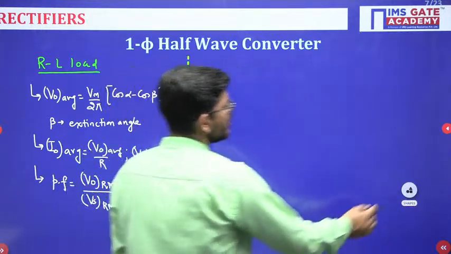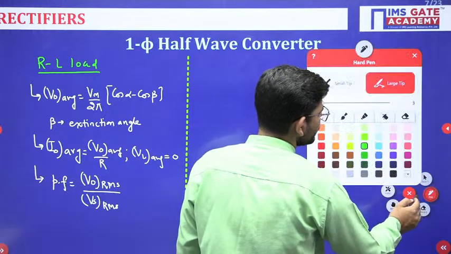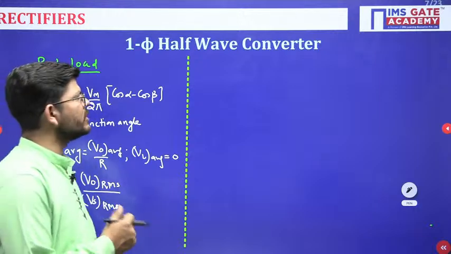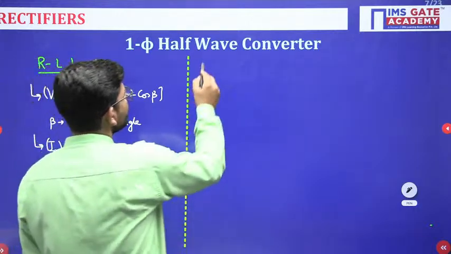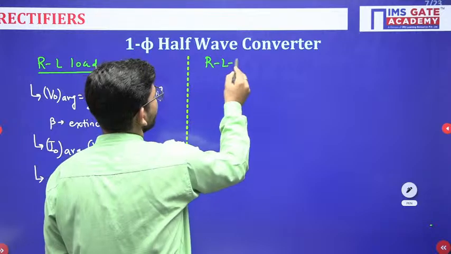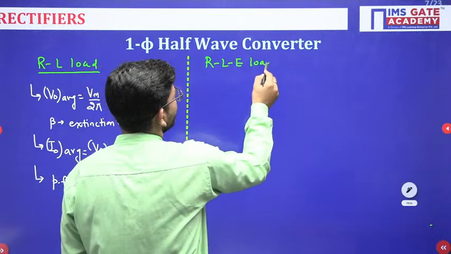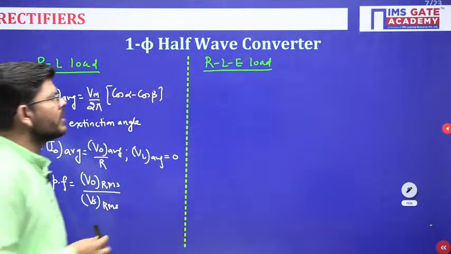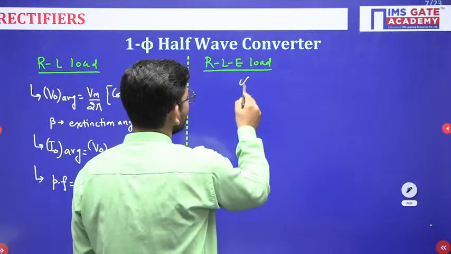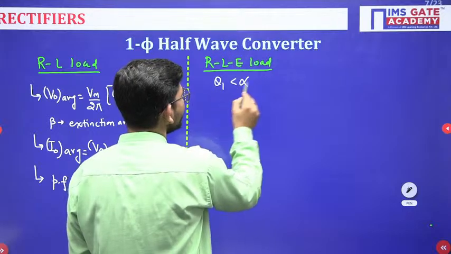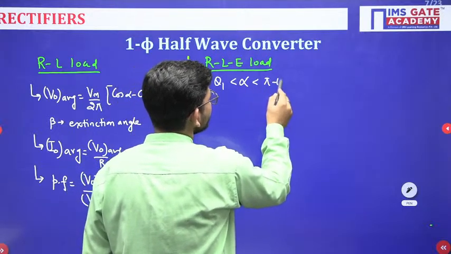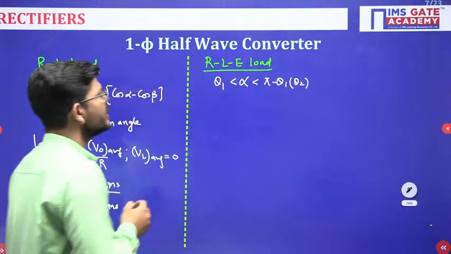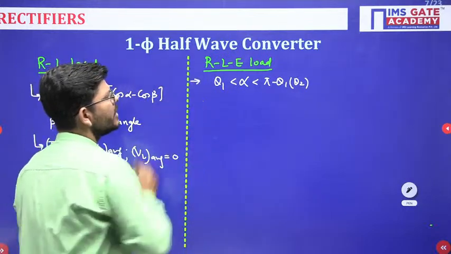Normally in rectifiers we are very much interested in finding the average values, so all the average value formulas are very important for you. Now suppose we have RLE load, so there will be E as well. What will be the firing angle? The firing angle should be in between theta 1 to pi minus theta 1, or sometimes we call it theta 2 as well. This is the range of firing angle that we have to take.